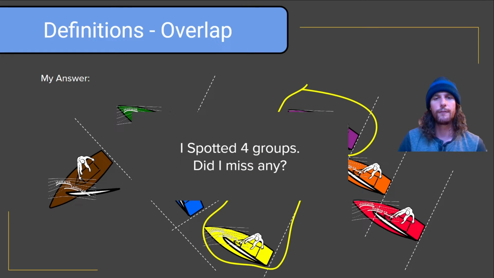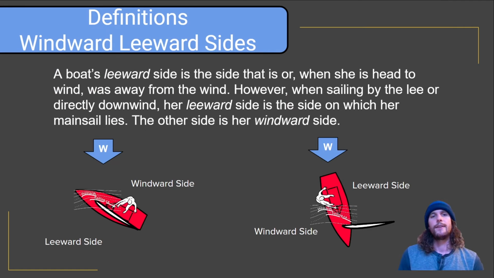So I spotted 4 groups. You can let me know in the comments below if you think I missed any in this diagram. The next definition that we need to learn is the definition of the windward and leeward sides. A boat's leeward side is the side that is, or when she is head to wind, was away from the wind. However, when sailing by the lee or directly downwind, her leeward side is the side on which her mainsail lies. The other side is her windward side.